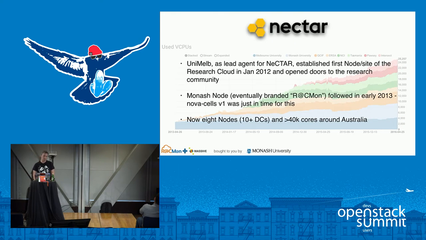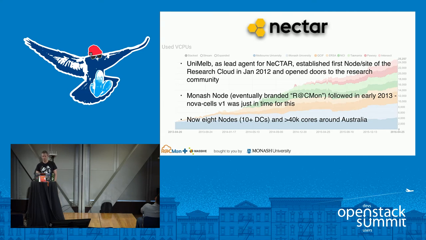The Nectar project is worth mentioning here because we've been running this now for quite a while. Nectar went live in January of 2012. The first release of OpenStack that we installed at Monash was Diablo for a test cluster, and then I think we went live on Essex. We now have 8 different nodes around Australia with 10 data centers and over 40,000 cores available for public researchers to use. That's the public part of the research cloud.